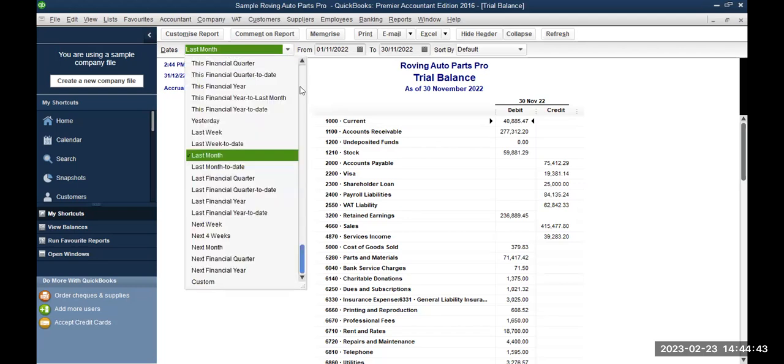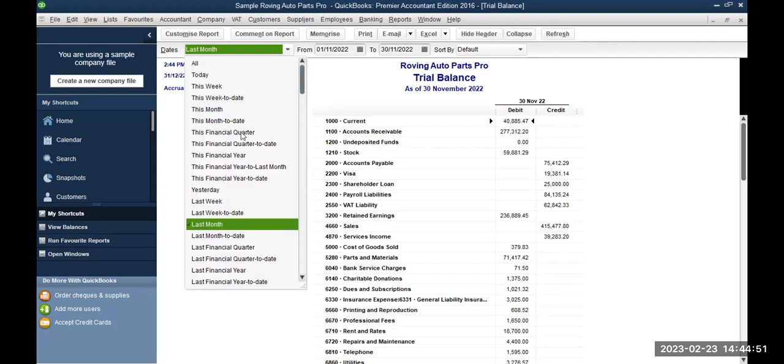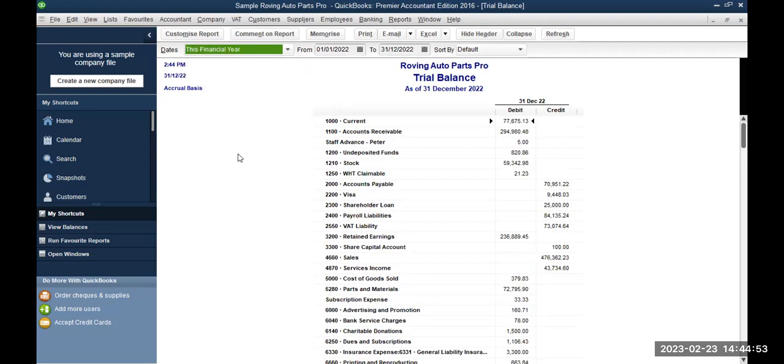If I want to look at the whole financial year, I can choose this financial year, depending on which year you're looking at. So this financial year will be 1st of January 2022 to 31st of December 2022.